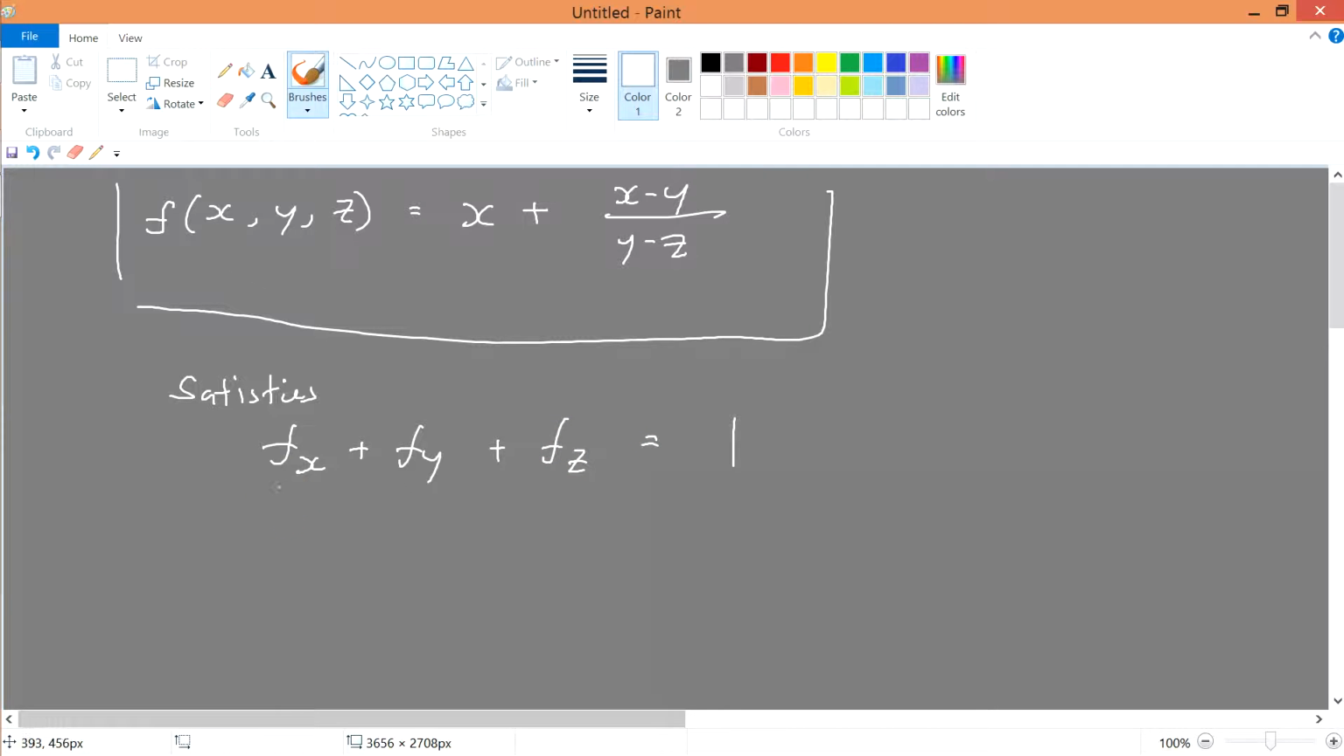So what are these things? f subscript x is equal to partial f over partial x. This is just the meaning. So you're going to differentiate this whole equation in terms of x, and then add to it the differentiation of this whole equation in terms of y, plus the differentiation of everything in terms of z.